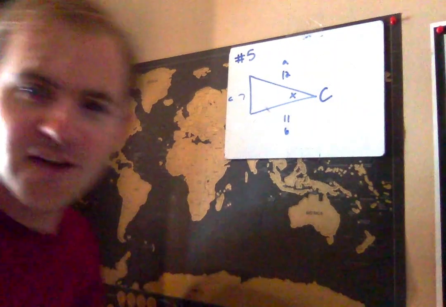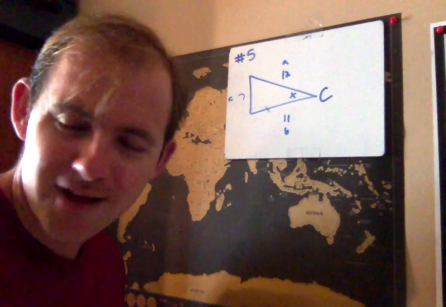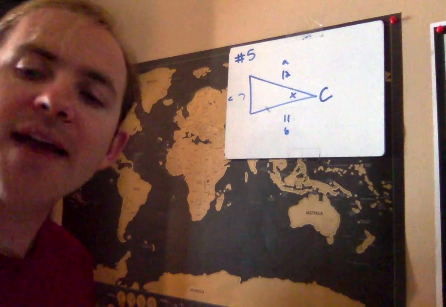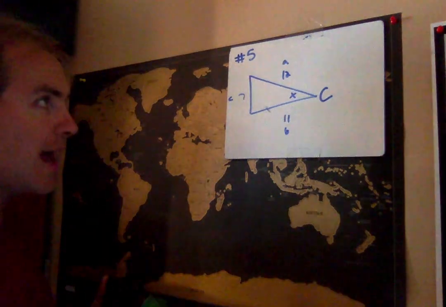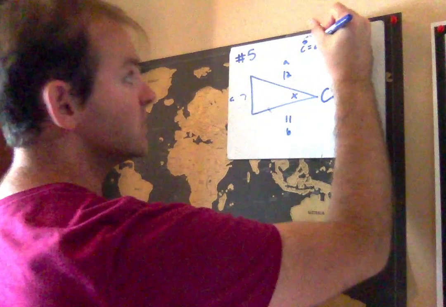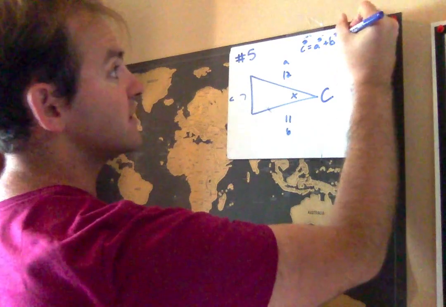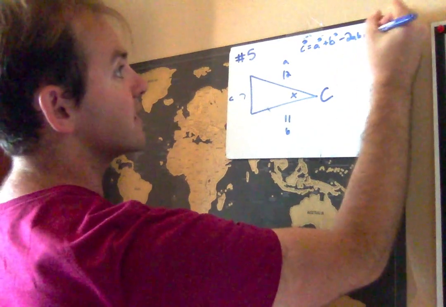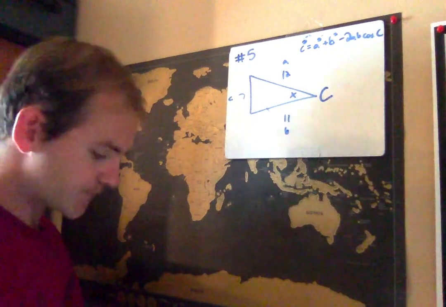Does it matter that 7 is small? No, not at all. I do not care. Okay, it does not matter. So now, here's what I'm going to do. I'm going to write my equation. C squared equals A squared plus B squared minus 2AB cosine C.